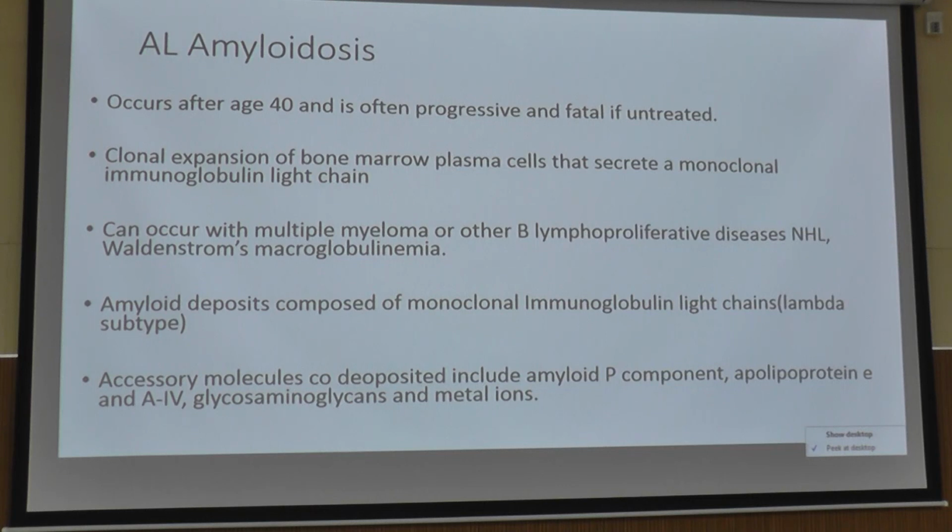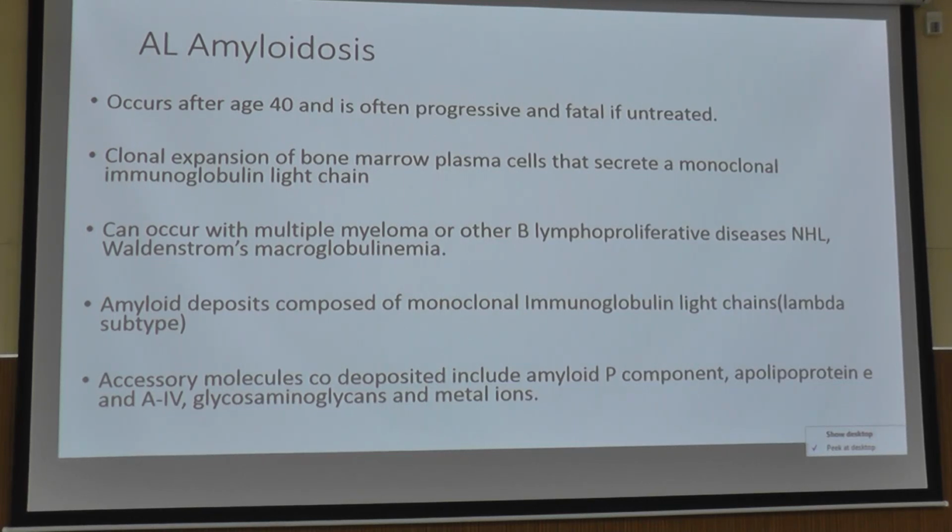Now, amyloid deposits are composed of immunoglobulin light chains, mostly of the lambda type. Apart from this amyloid, you may have deposition of other components like amyloid P component and glycosaminoglycans. So here, mainly you need to remember about the plasma cell, which is going to secrete an increased amount of monoclonal light chain.